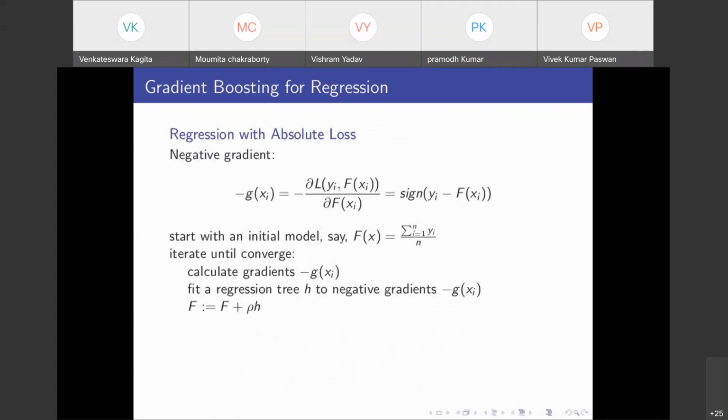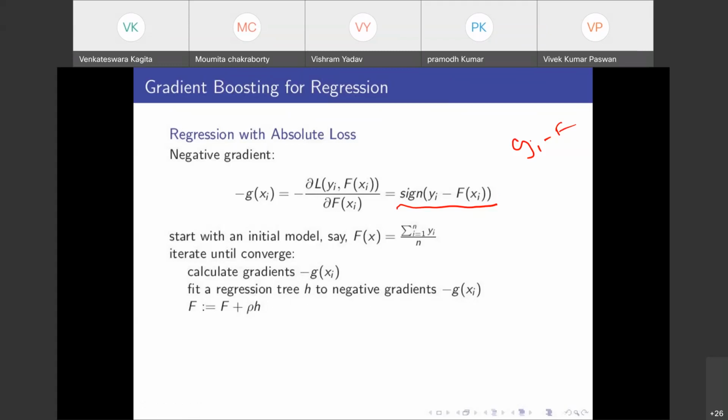Yes, Prashant, delta is the hyperparameter. So start with an initial model, calculate the negative gradient, fit the regression tree h to the negative gradient, and update the model. So the algorithm is the same. The only thing that is changing is this negative gradient. Earlier it is yi minus f of xi. Here now it is sign of yi minus f of xi. So this negative gradient is changing.